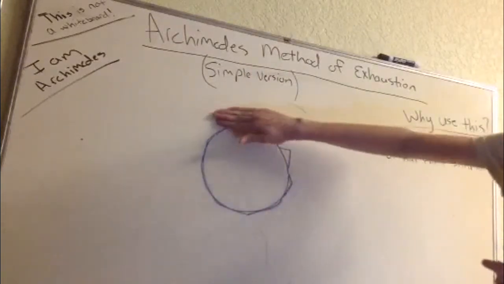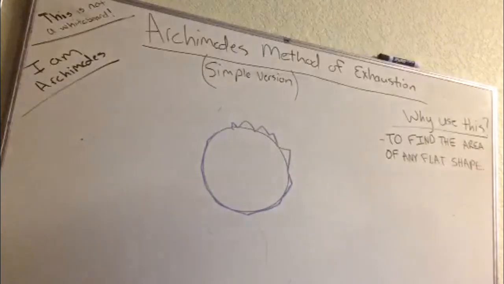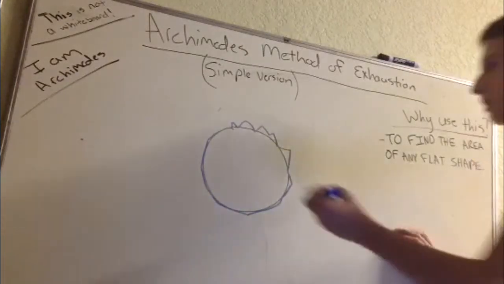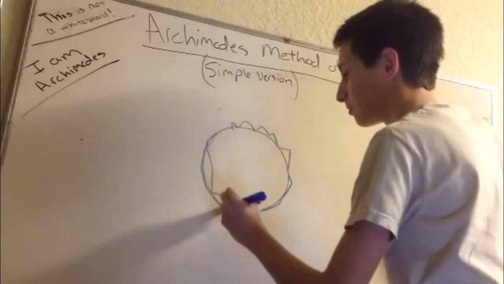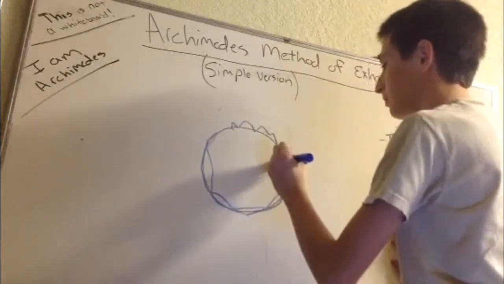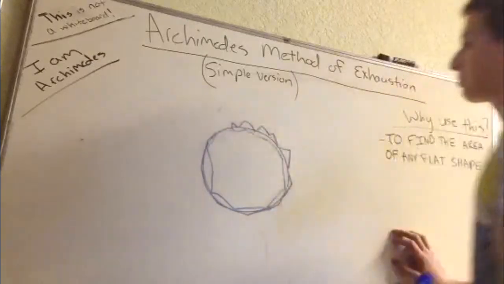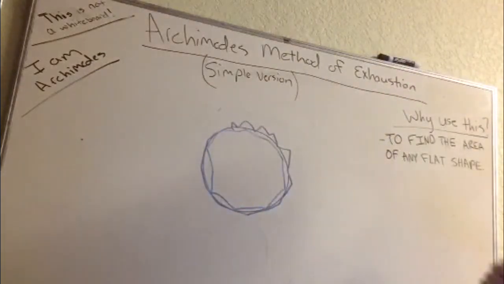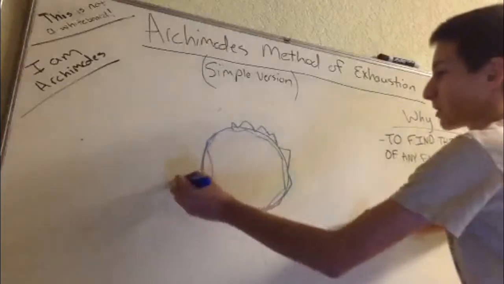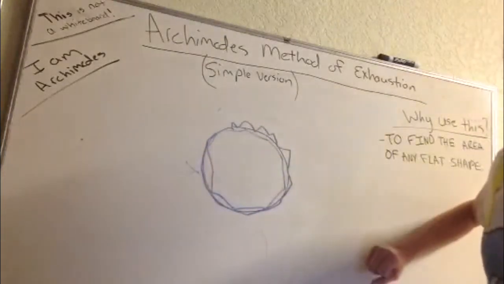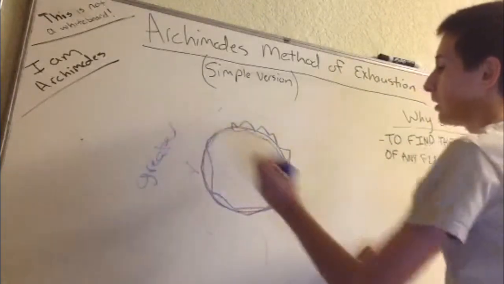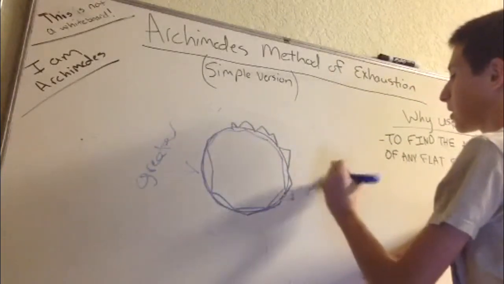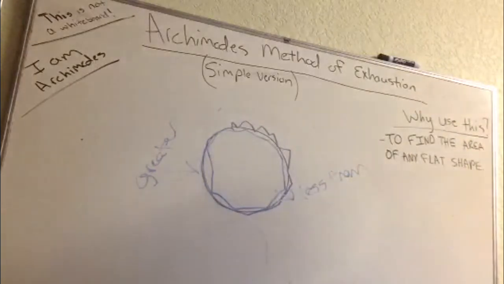So then again, we're going to inscribe. Let's inscribe another octagon. I'm just doing it roughly. Takes way too much time right now. Obviously, the circumscribed octagon is going to be greater than, and the inscribed is going to be less than. So, therefore, you could get a more exact measurement.